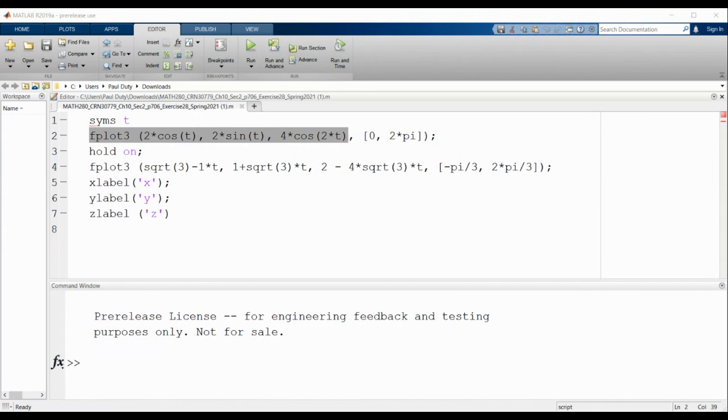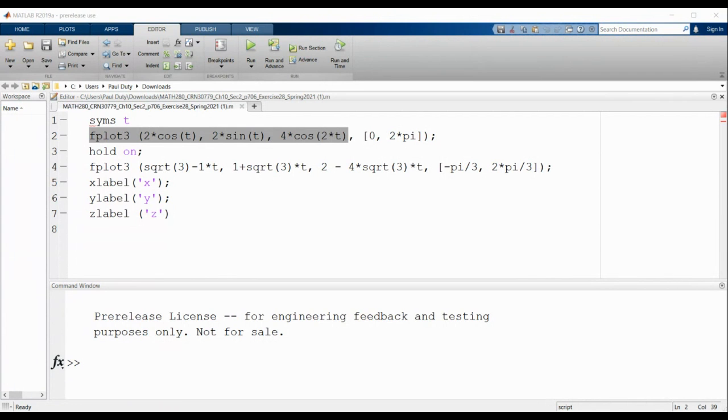I picked that because the x, y, and z components of the curve consist of cyclical cosine and sine functions. Well, the period of a cosine function is 0 to 2 pi. And of course the cosine of 2t would have a period of pi. So from 0 to 2 pi, that's enough domain on t to be able to graph a complete loop of this curve.